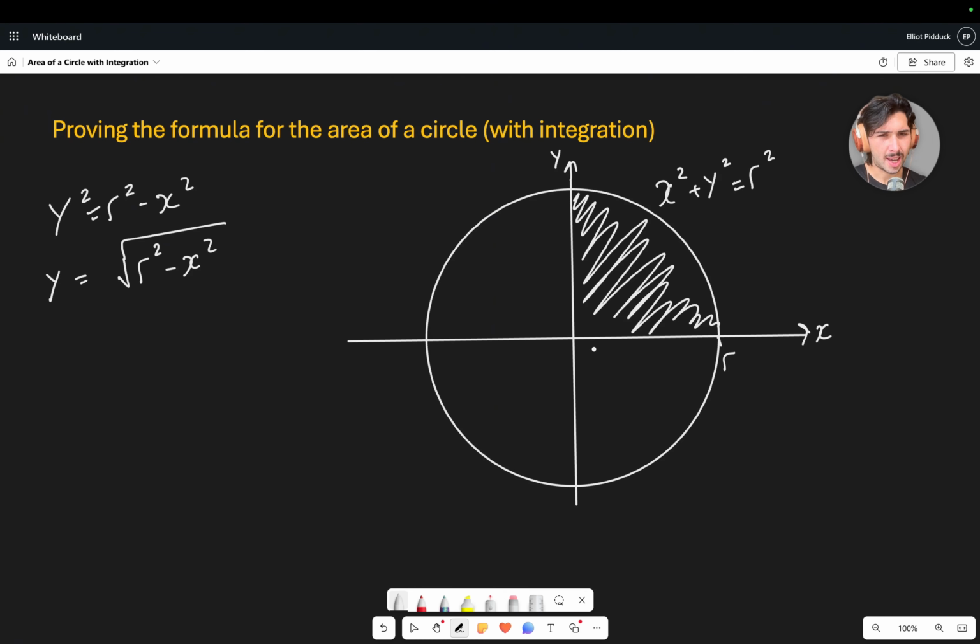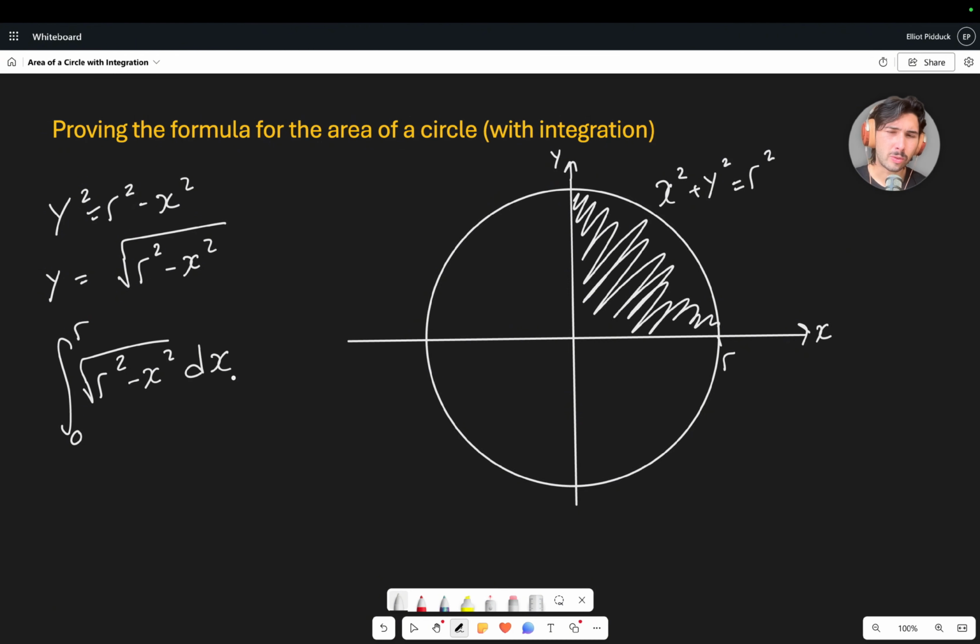But I don't actually care about what's below. So I don't need any negative y coordinates on this circle because I'm only finding the quarter first, and then I'm timesing it by 4. So this is completely fine for now for what we're doing. And now we're going to try and integrate this function. So we're going to do the integral from 0 up to r, because that's the ending x coordinate, of the square root of r squared minus x squared, like this, dx.